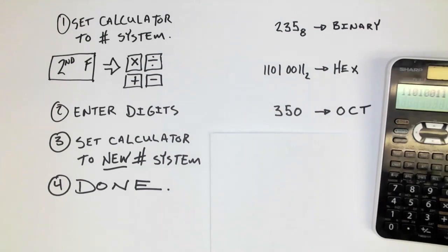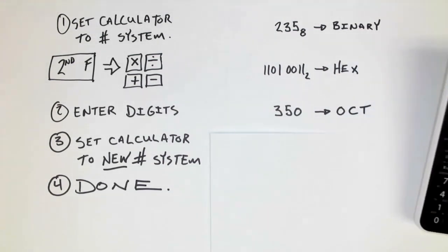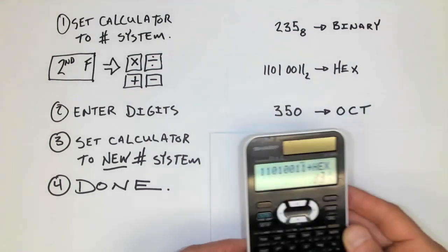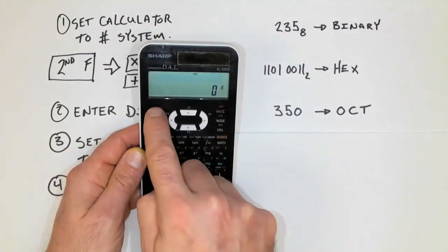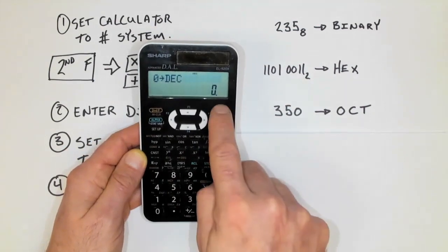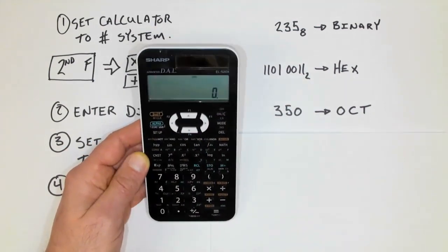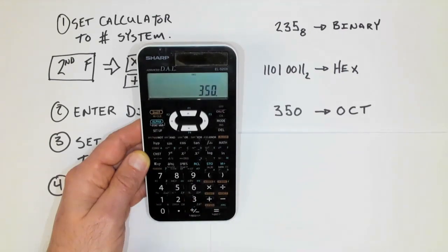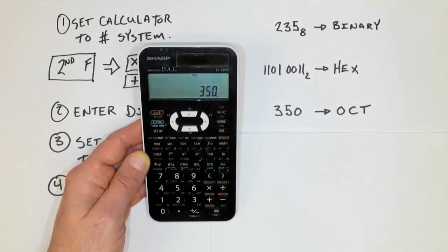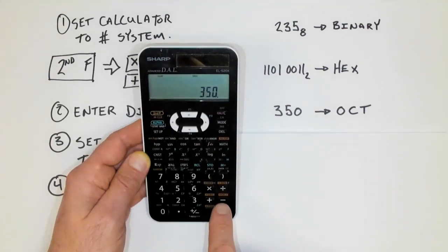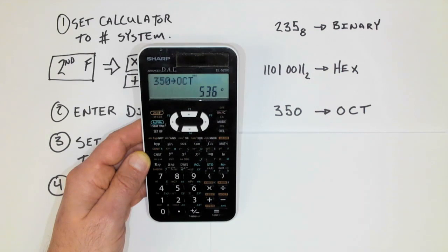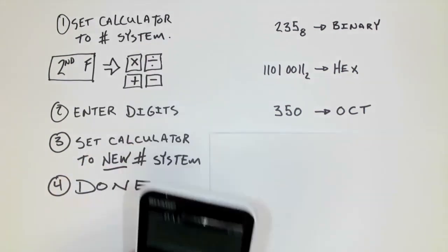Finally, let's take a number which is just in decimal form, so base 10. And again, I'm going to clear this so that I'm back in decimal form. There we go, back in decimal. And I'm just going to take my 350, because it's in base 10 decimal, and I'm going to convert it to octal, which means second function, oct, which is the negative symbol, 536. So pretty straightforward to convert between the different numbering systems.